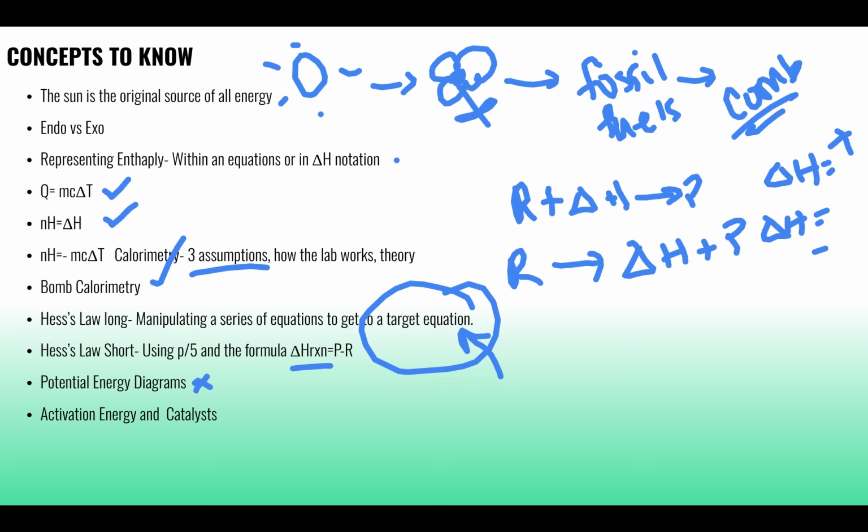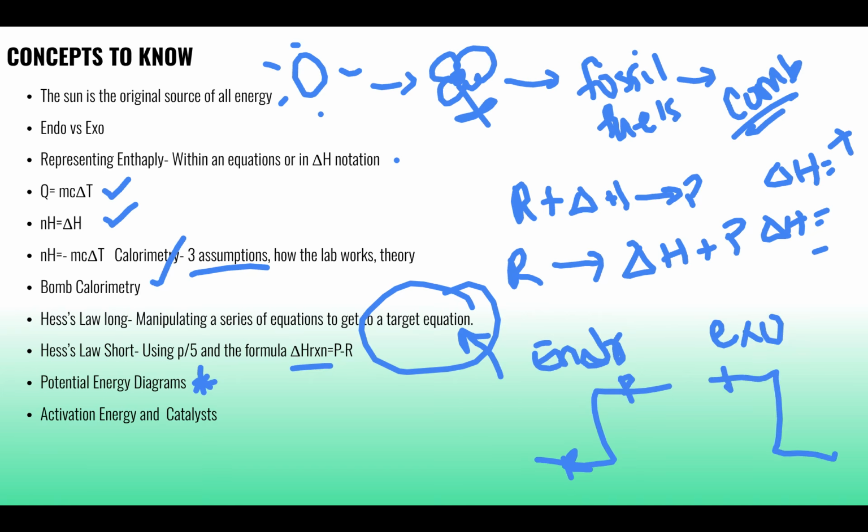You also want to know your potential energy diagrams. So again, if it's endothermic, just adding on potential energy will look like this, where your reactants have less energy than the products. If it's exothermic, you see that drop where your reactants have more energy than your products. Your delta H value is always between the products and the reactants. Doesn't matter which one we're looking at.